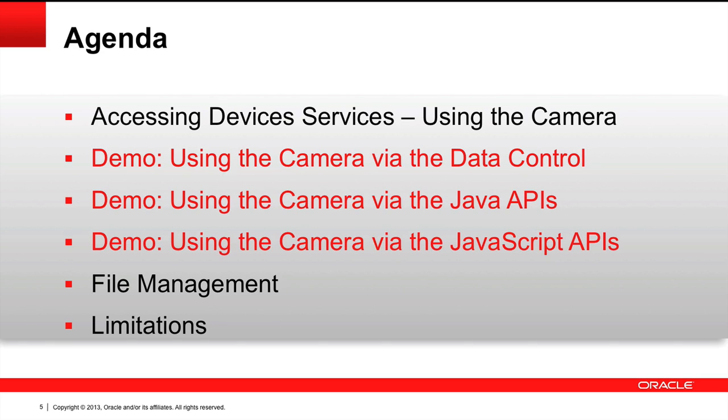It will also, from a programmatic point of view, demonstrate how to use the Java APIs down in your POJO classes to access the camera too, giving you a lot more control over what you're doing with the camera and the pictures that are generated. In addition, we'll look at the JavaScript APIs, which you can use if you choose not to use our AMX pages, but to use our HTML pages within ADF Mobile, and how you can use the JavaScript APIs to take pictures.